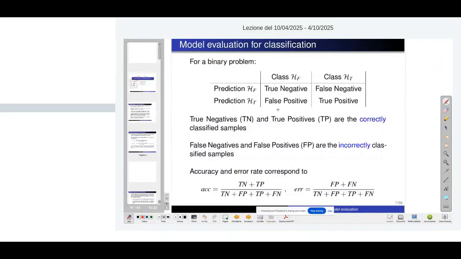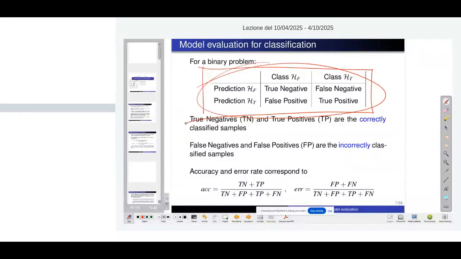Now, before we see which information we can derive that is useful for us, let's go back to the binary case, because for the binary case we can specialize some of the things that we say in a much deeper way. For a binary problem, it's interesting to observe what the four outcomes are, because for binary problems these typically have specific names.